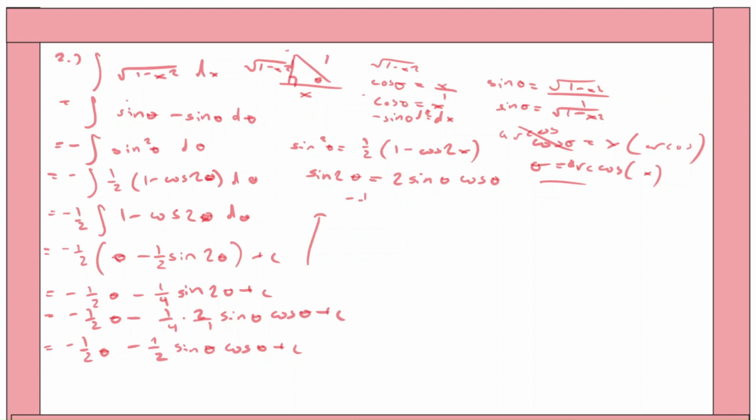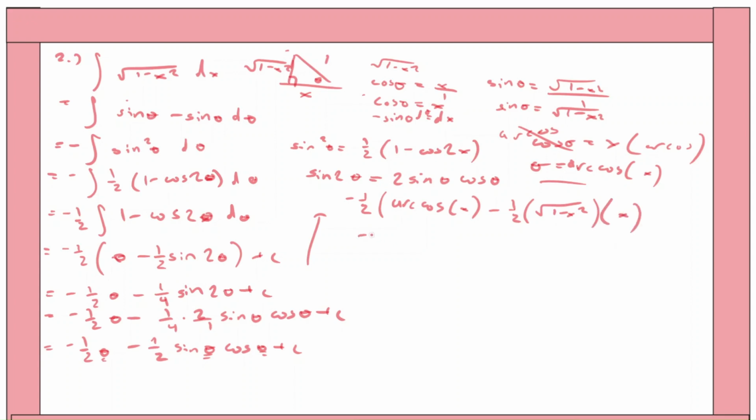That's going to be negative 1/2. We know theta now is arc cosine of x. So what we're doing is we're trying to replace theta with x to finish the problem. So that's going to be the arc cosine of x minus 1/2. We know that the sine of theta in this example is the root of 1 minus x squared. And the cosine of theta is going to be x.